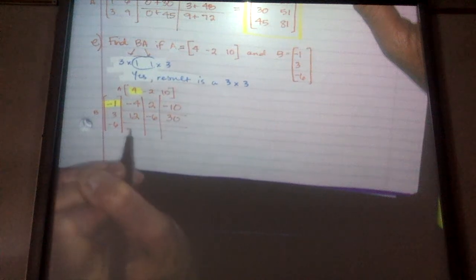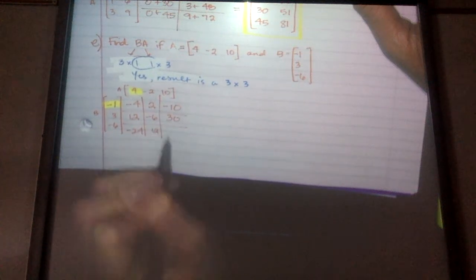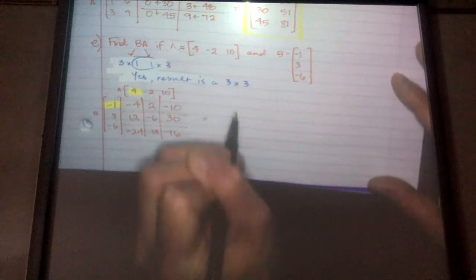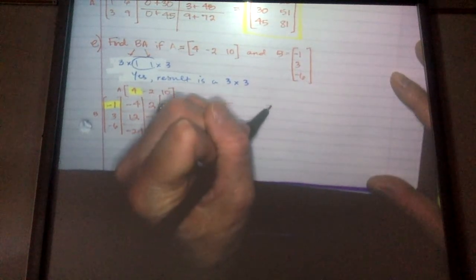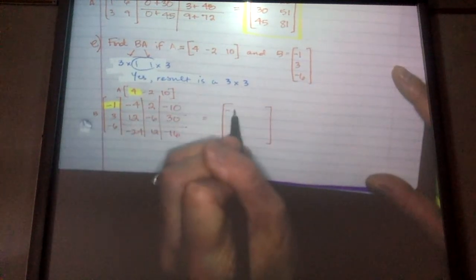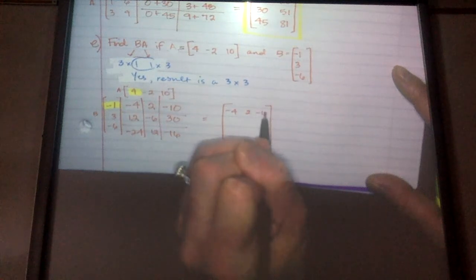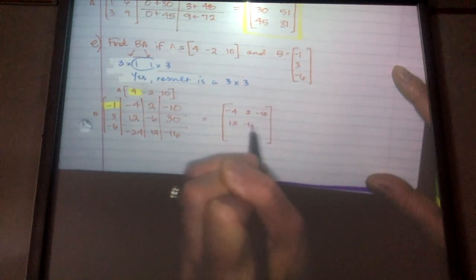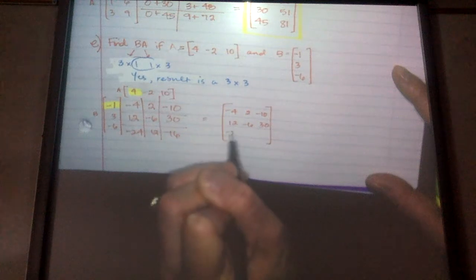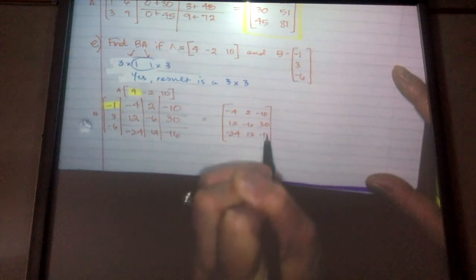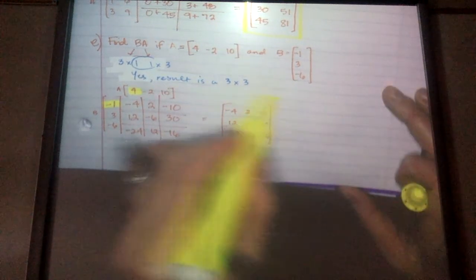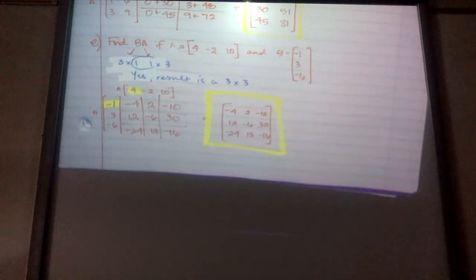30, -24, 12, -60. So remember, my answer, we already said, is a 3 by 3. So my answer is -4, 2, -10, 12, -6, 30, -24, 12, -16. And that is my answer, a 3 by 3. Okay, I'm going to turn the page. And we're on to F and G, and that's where we're going to stop.